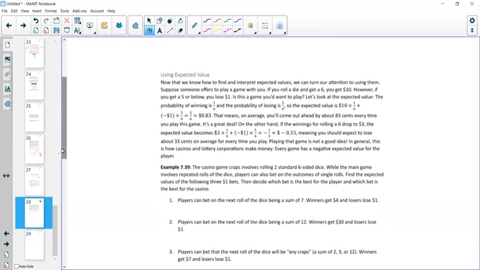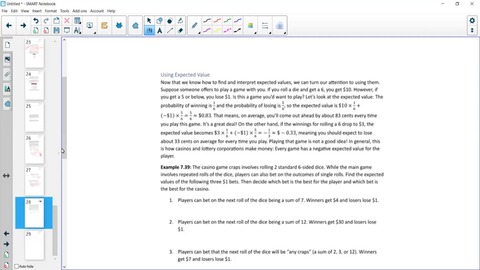So using expected value, how can we use this? What will it do for us? Now that we know how to find and interpret expected values, we can turn our attention to using them. Suppose someone offers to play a game with you. If you roll a die and get a 6, you get $10. However, if you get a 5 or below, you lose $1. Is this a game you'd want to play?